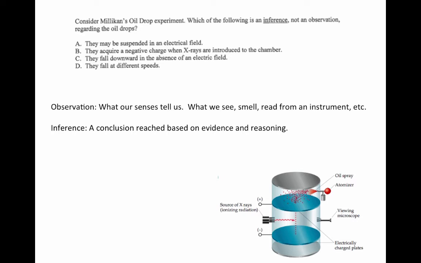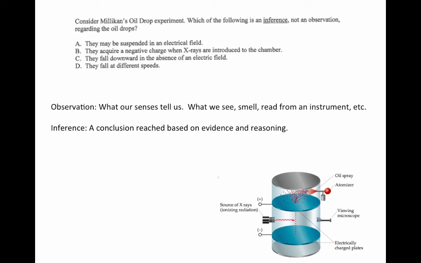Here's another one on Millikan's oil drop. It's asking us to distinguish between an inference and an observation within the experiment. So in order to answer this one, we need to know what the difference is between an inference and an observation. Observations are what our senses tell us, what we might see, smell, or read from an instrument. Inferences are the conclusions that we reach based on our evidence and our reasoning. So we look at our choices right here.